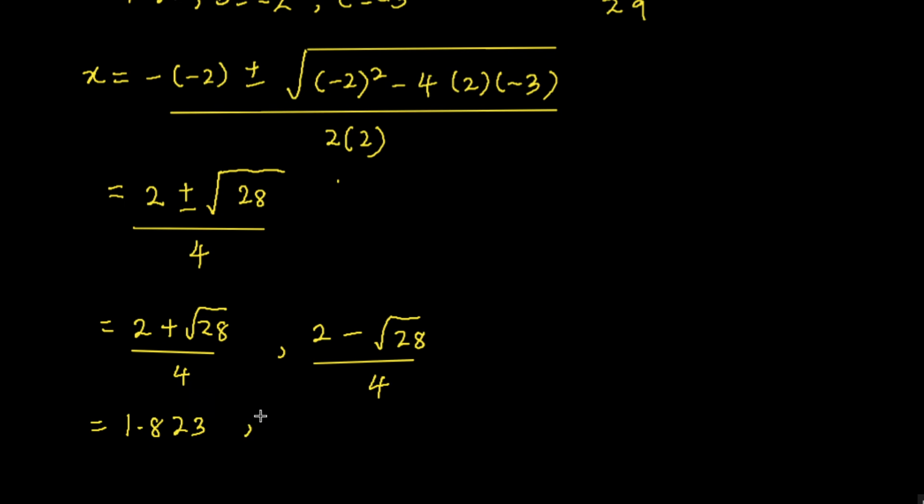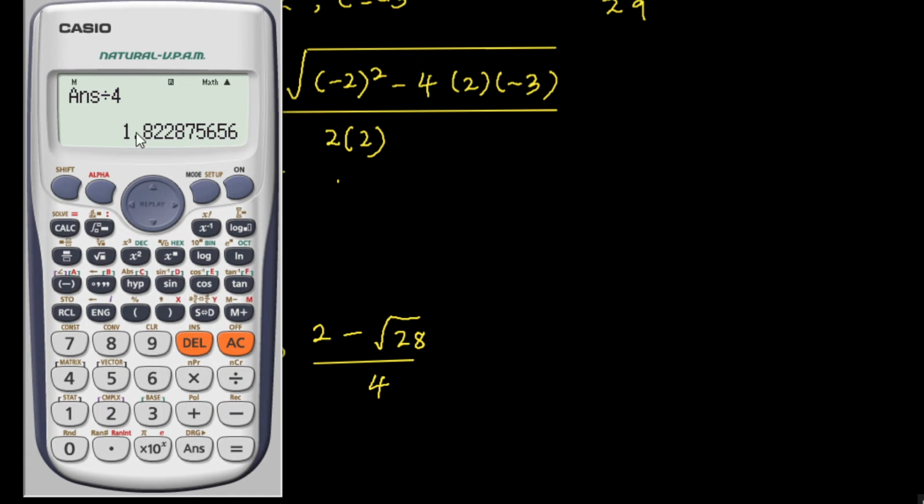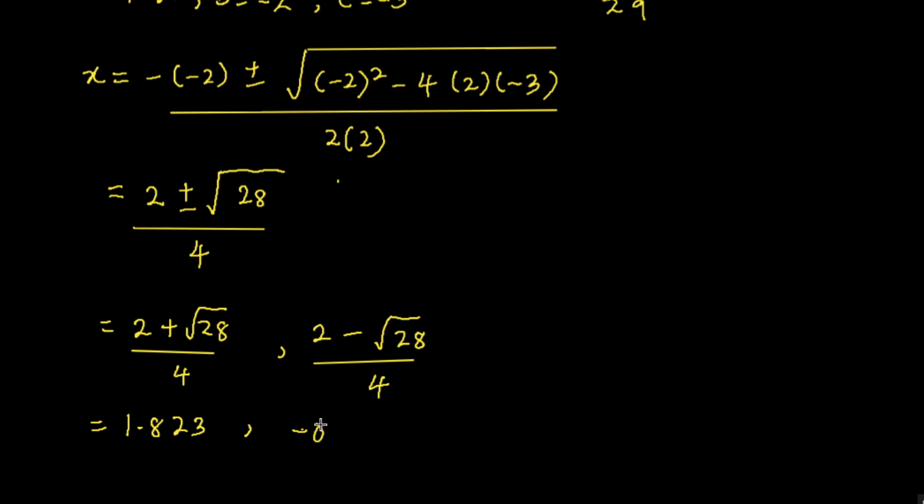For the next one, you press the same thing, but this time it is negative. So 2 minus square root of 28 equals, and then we divide the answer by 4. We convert to decimals and this will give me negative 0.82. The next digit is more than 5, so negative 0.823. So we write here negative 0.823. That's how you solve by using the formula.